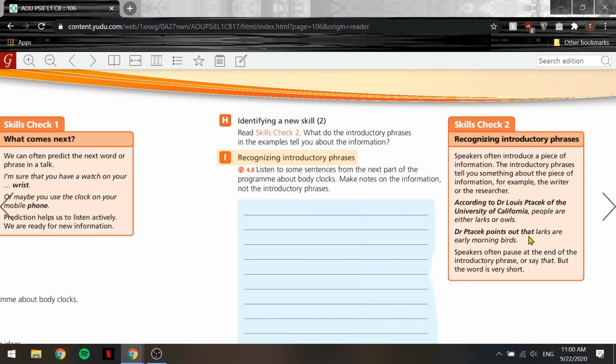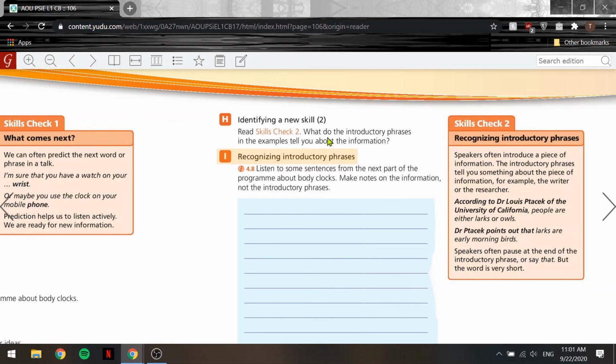Dr. Lewis points out that larks are early morning birds. Again, a different way to start an introductory phrase. Speakers often pause at the end of the introductory phrase or say that, but the word is very short. So when we say that, it's usually very quickly. So Dr. Lewis points out that larks are early morning birds. I don't stress the word that a lot. According to Dr. Lewis of the University of California, people are either larks or owls. When I say it this way, there's a comma, so that's about a 1 second pause. Okay? Now let's go back to the question.